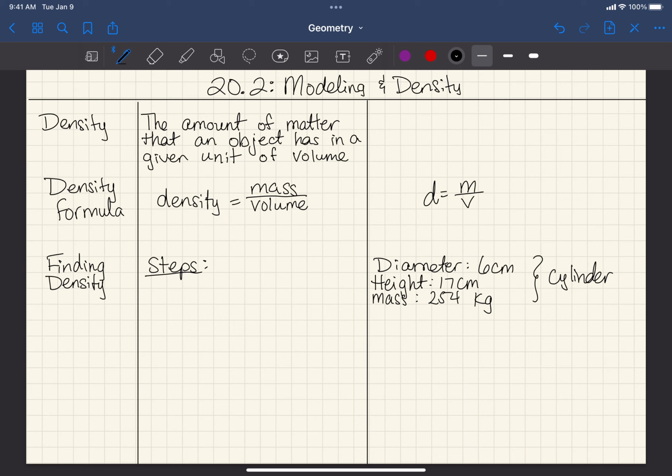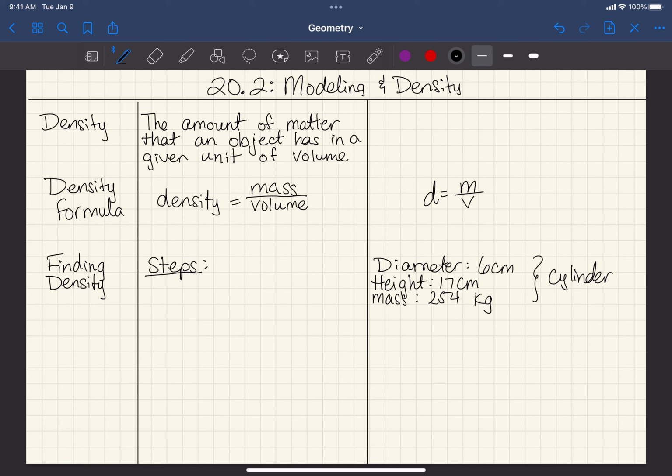Alright, so today we're talking about modeling and density. So the first thing to go over is density. It is the amount of matter that an object has in a given unit of volume. Okay, the density formula, you might have already seen it, is density is equal to the mass divided by volume.